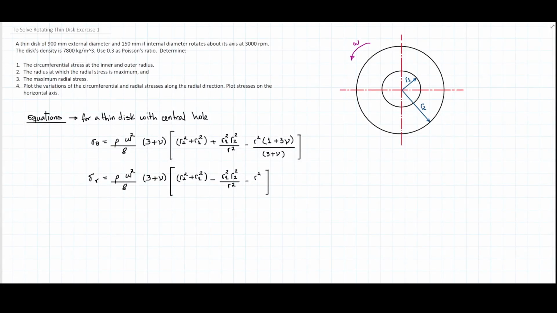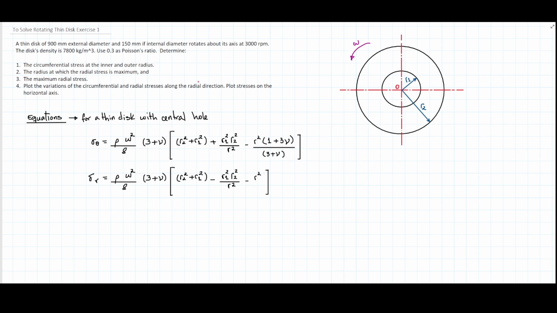Welcome to this exercise session where we will be solving the following rotating thin disk problem. The problem says something like this. A thin disk of 900 millimeters of external diameter and 150 millimeters of internal diameter, like this one depicted on the right, rotates about its axis, meaning this one here, let me mark it here, O here, at 3000 RPMs. The disk density is 7,800 kilograms per cubic meter, and we need to use a Poisson's ratio value of 0.3.